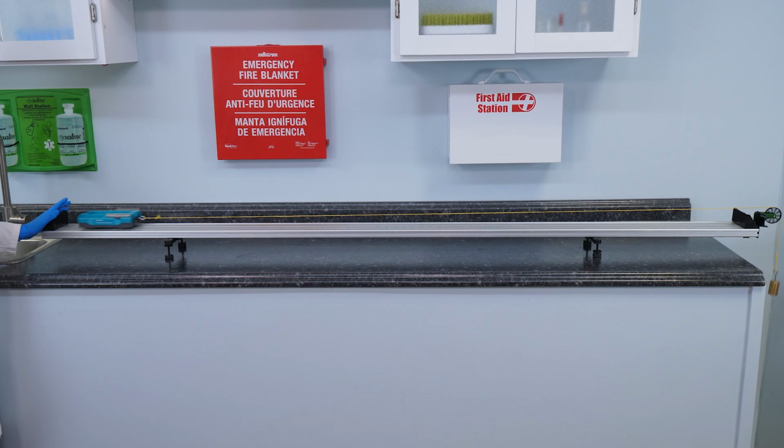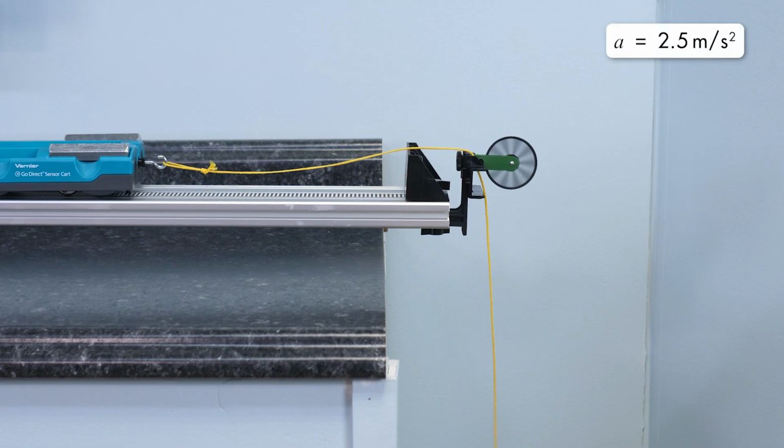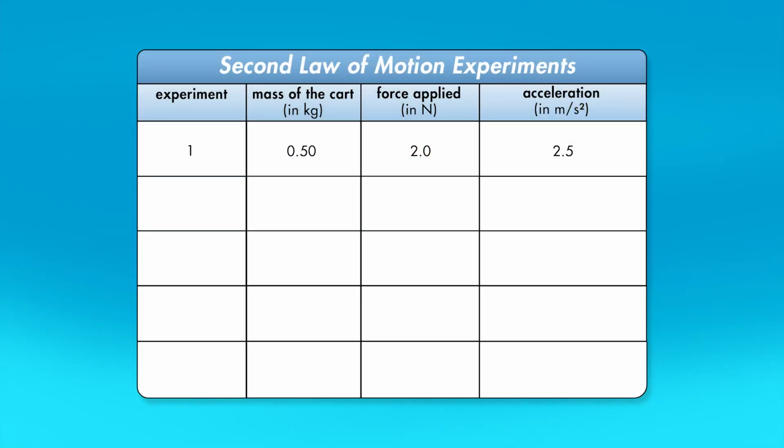According to our sensor readings, the acceleration of the cart was 2.5 meters per second squared. From our first experiment, we see that a force of 2.0 newtons produces an acceleration of 2.5 meters per second squared on our dynamics cart. To help us make some comparisons later in this lab, we have recorded the results of this experiment on a table.